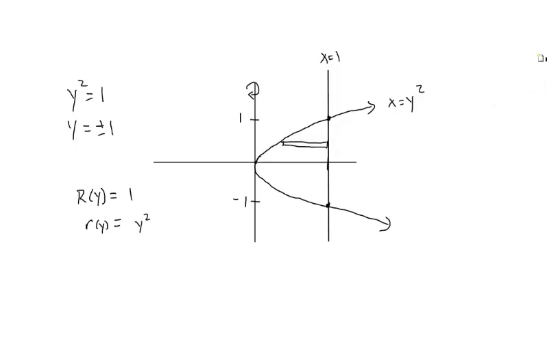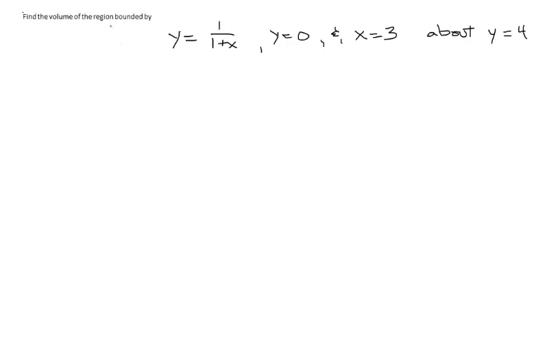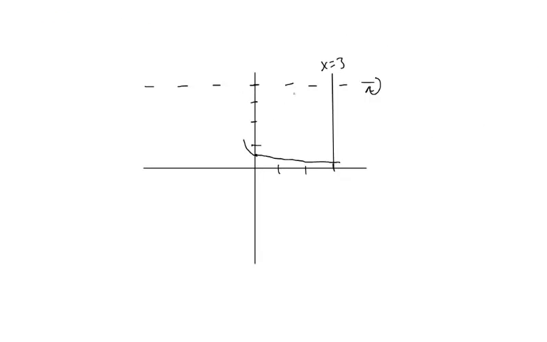In our next example, we have: find the volume of the region bounded by y is equal to 1 over 1 plus x, y is equal to 0, and x is equal to 3, about y is equal to 4. So let's take a look at our picture. So we have a horizontal line that we're rotating around, and that's at y is equal to 4. So that means we're going to have a vertical slice, and we're going from 0 to 3.